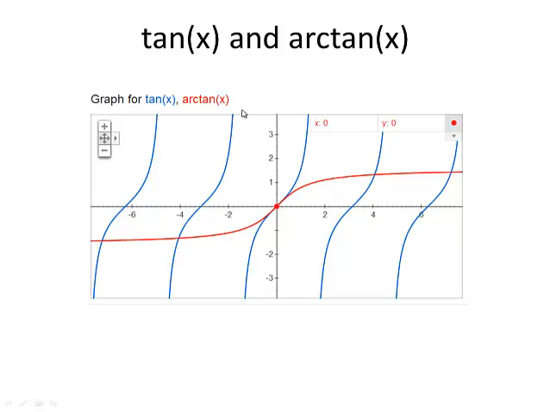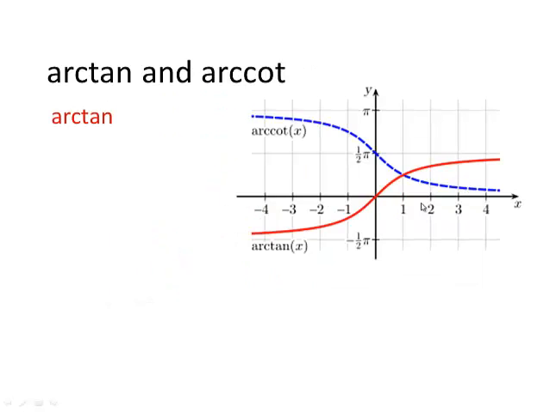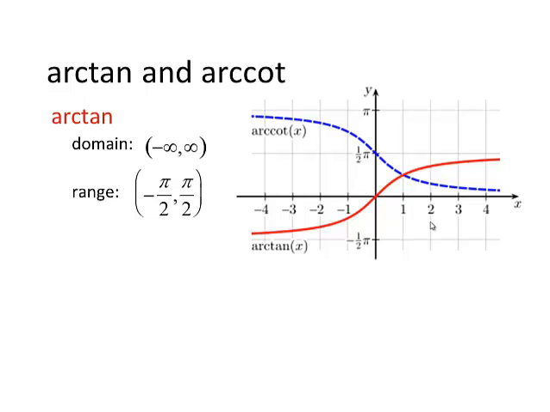Quickly, let's talk about tangent. Tangents are these blue lines, and arctangent is just the reflection on the diagonal here, so this would be the arctangent. The domain for arctangent is going to be from -infinity, all the way to the left, and positive infinity all the way to the right. The range, though, is going to be from negative pi over 2 to positive pi over 2.